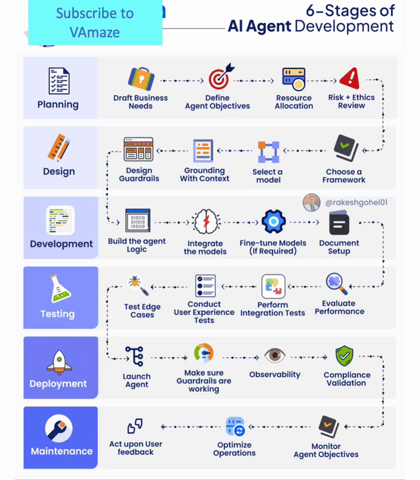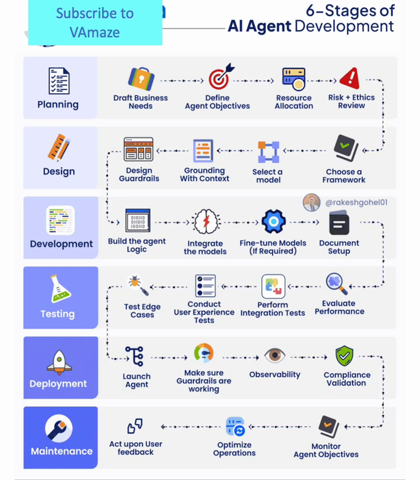Grounding with context. This critical step involves integrating domain knowledge and relevant data into your agent design. Context grounding ensures your agent understands the specific environment it will operate in, including industry terminology, business processes, and organizational culture. Stage 3: Development. Building with precision.